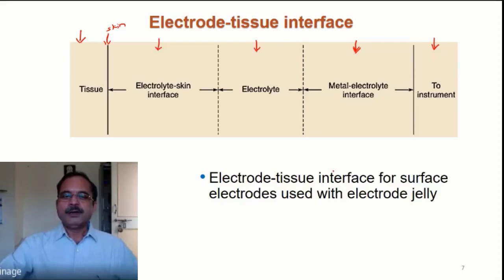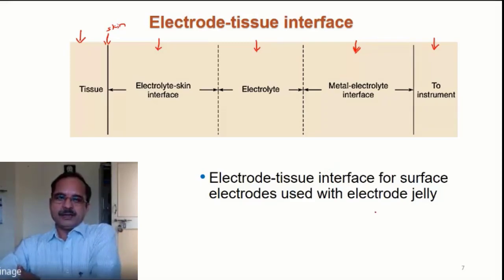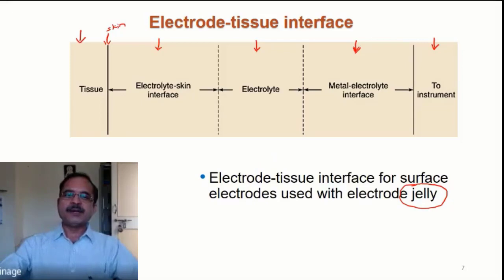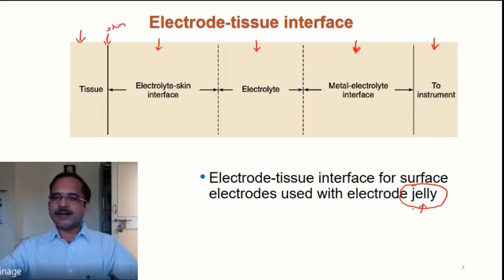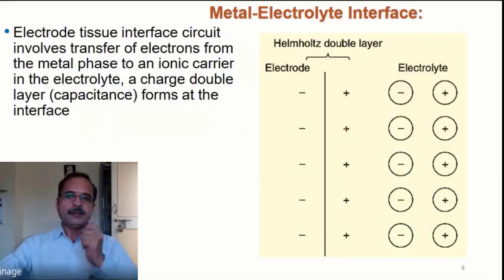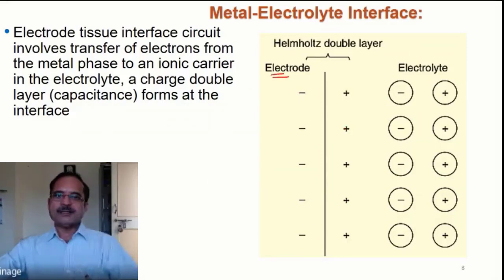Now, when these electrodes are connected to the skin or the tissue, instead of connecting it directly, we use some lubricant type of thing called jelly. This jelly acts as the interface between the metal electrode and the tissue, and the electrolyte is included in this jelly. Now, on one side there is the electrode and on the other side there is the electrolyte.